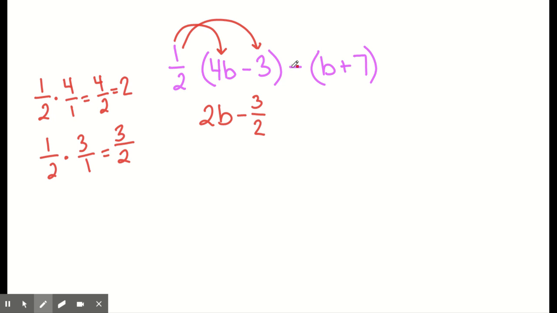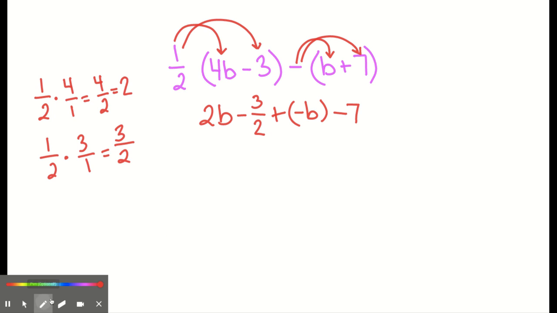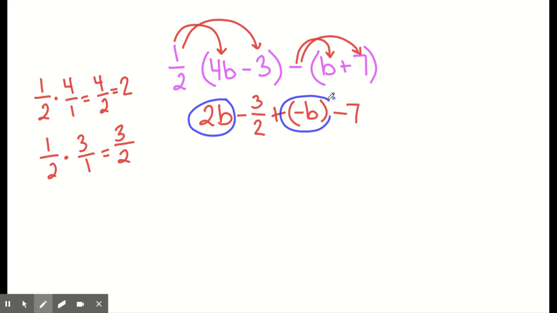Now, we want to distribute this negative, remember, so we can add. So this negative comes to the b, so we now have a -b. And this negative comes to the 7, and because it's positive, it's going to turn negative. Now, all we need to do is combine like terms. So we've got a 2b, positive 2b, plus a negative b. So that's going to leave us with just b.